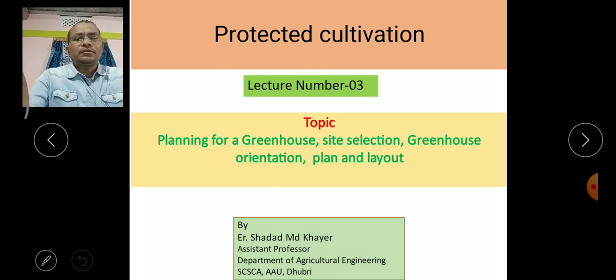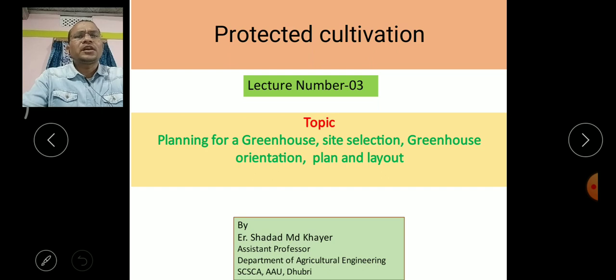So apart from these climatic parameters, there are some non-climatic parameters also to be considered while constructing a greenhouse structure. Basically, the ideal location for any greenhouse structure is a moderate climate where high sunlight is available. Sunlight is the main prime factor here, because light is very important for photosynthesis.